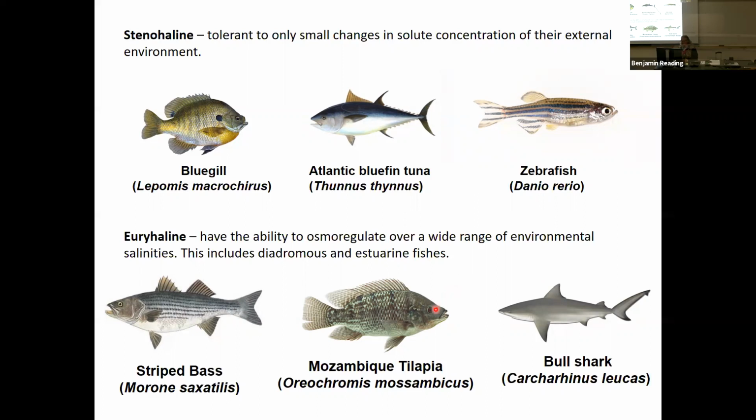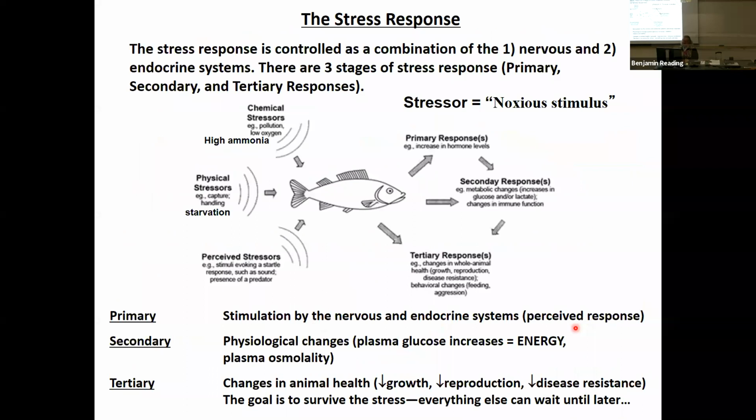So two different mechanisms of being euryhaline. Salt pumps in the gill or urea TMAO in the blood. But rarely, this is a pretty rare phenomenon. These fishes here are unique in that regard. There's not many fishes that are euryhaline.